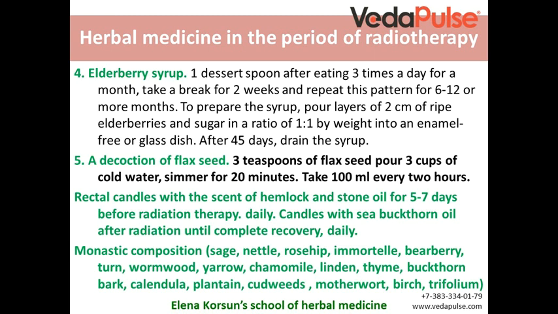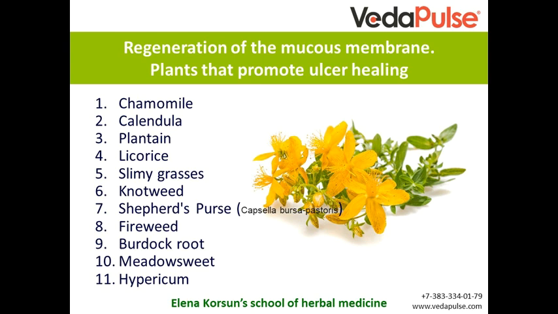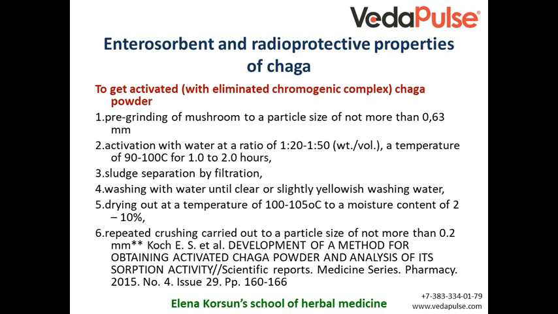Here you can see the list of plants having healing properties in radio-induced dermatitis. For example, there is such a remedy called Rotacan, consisting of chamomile, yarrow, and calendula, helping to heal the wounds provided by radiotherapy. Also, chaga or chaga mushroom showed its high radioprotective and detoxifying activity.